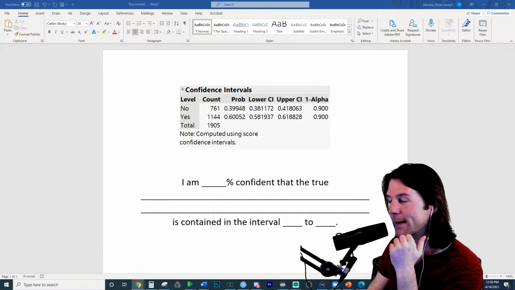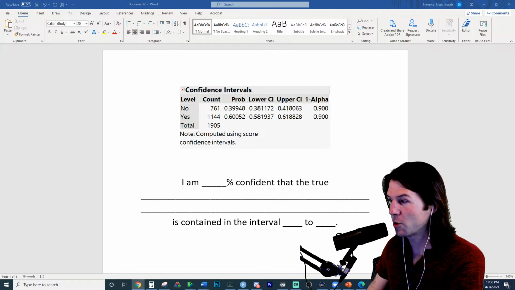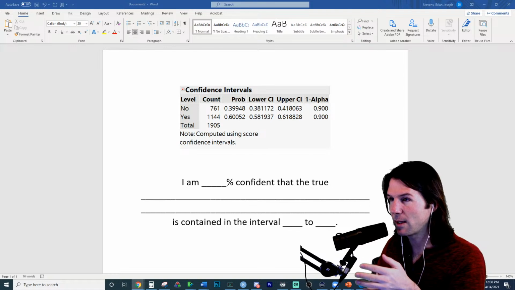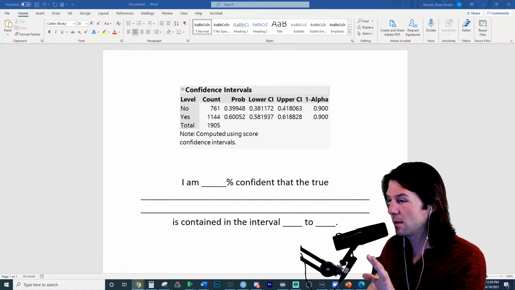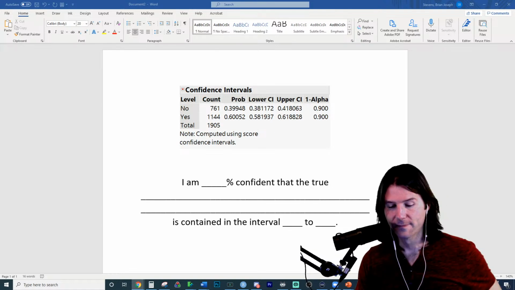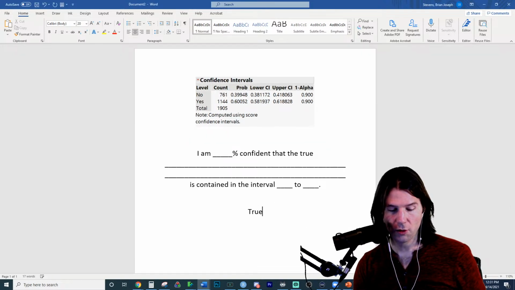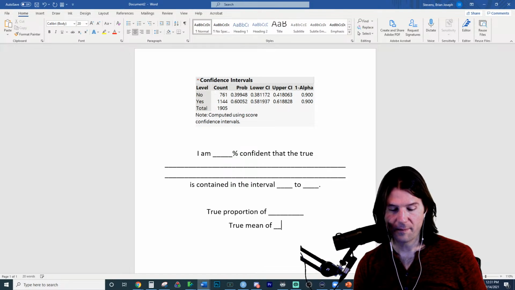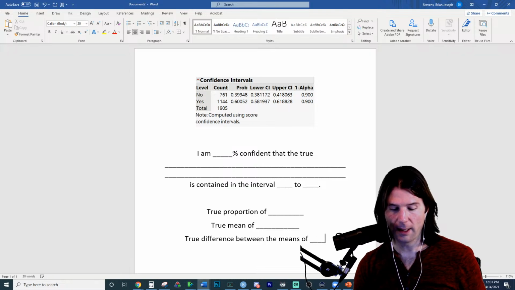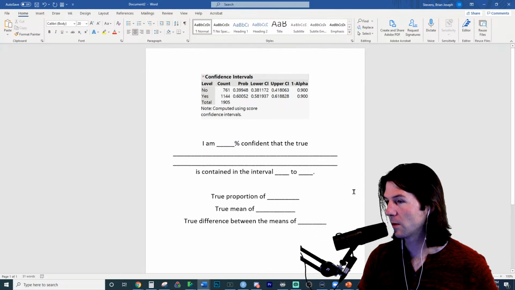Gosh darn. I am blank % confident that the true blank. The hardest part is usually the second blank for people, is where we have to say, like, what are we talking about? And make sure. Let's go right here. We only put a few things in here. True proportion of blank. True mean of blank. True difference between the means of blank. So this is the only things we do right here.